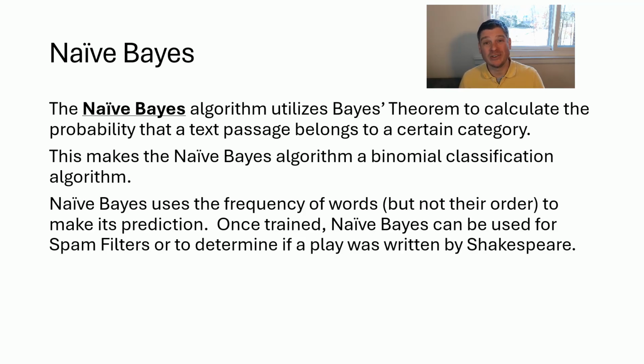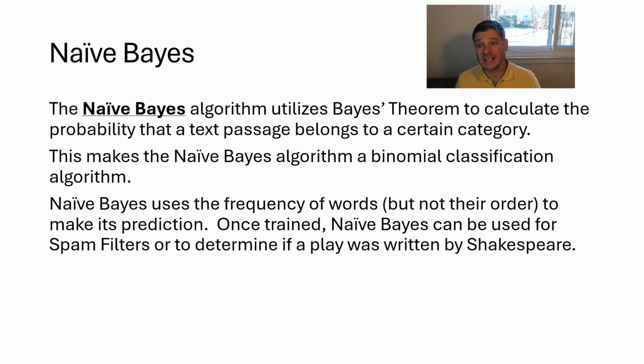Naive Bayes uses the frequency of the words that it is trained on, but not the order, to make its prediction. And once trained, naive Bayes is incredibly powerful and can be used for our spam filters. We can use it to determine whether or not a passage was written by Shakespeare or anyone else. We can classify really any text that we've trained our model with to hopefully fit into one of those two binomial categories, a yes or a no.